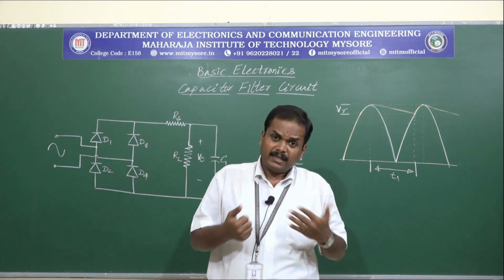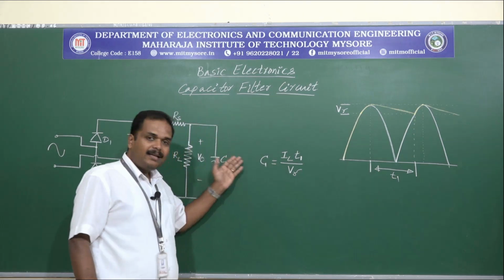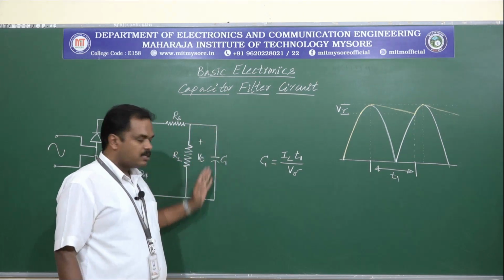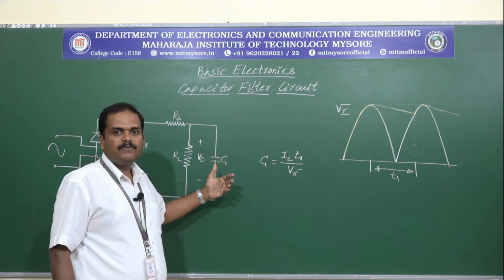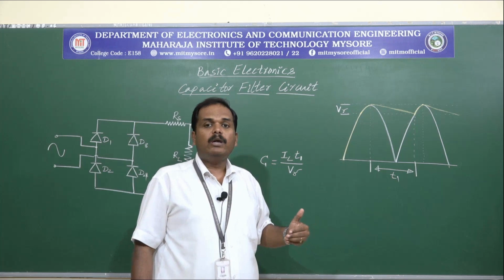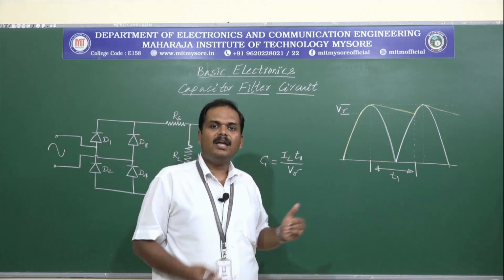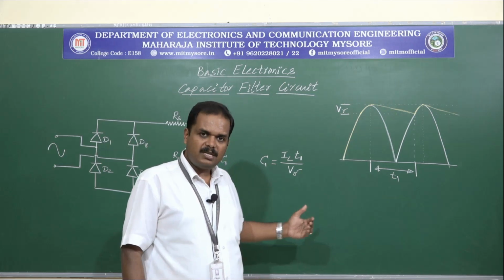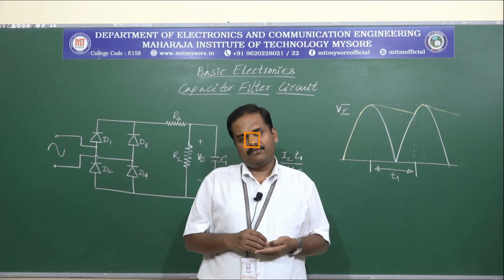Now further the ripple can be reduced by employing another capacitor across the same path. So the more capacitors we have, the more smoothly filtering happens. So we'll be getting less ripple, less variation in the output voltage. So this is all about the operation of the capacitor filter.